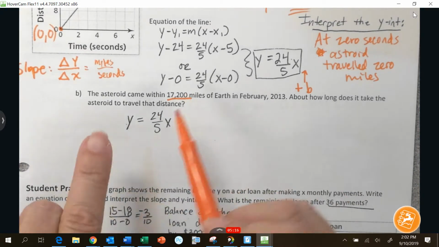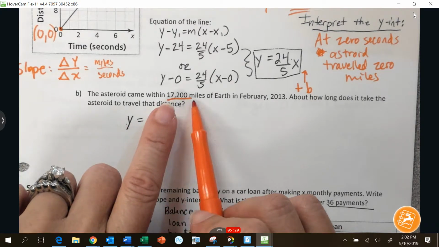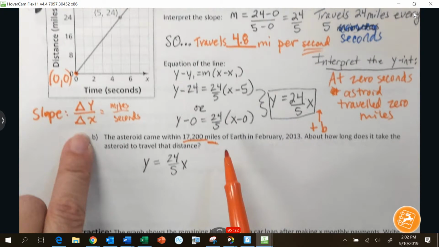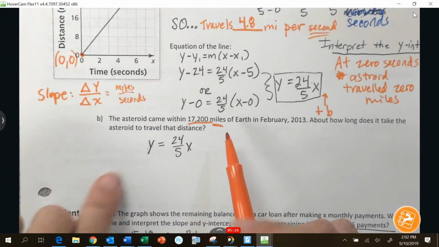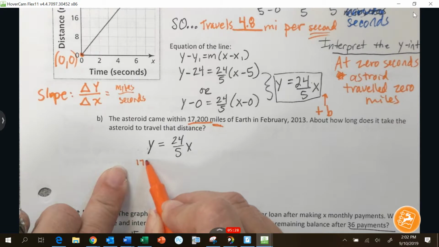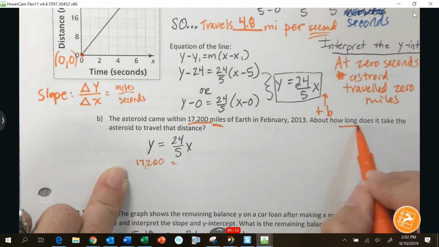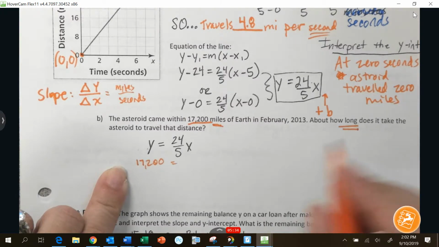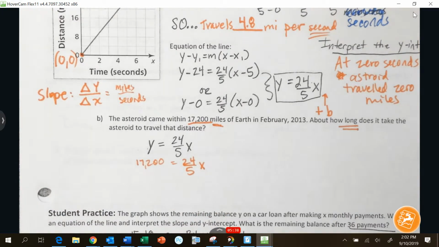Hold on. X and Y, 17,200 miles. Is that X or Y? Look up here. Miles is Y, so I'm going to put 17,200 in the Y spot. And we're trying to find how long, so that's the X, the seconds. So we're trying to solve for X. How do we get X by itself?